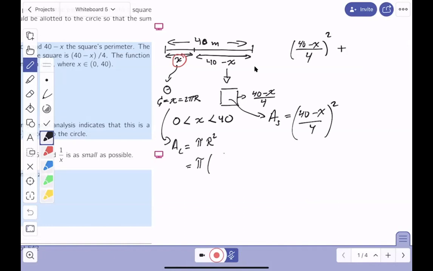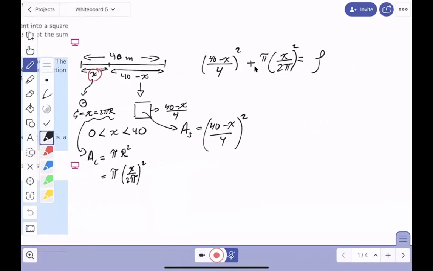So what's r? Well, I'm going to look at this. r is going to be x over 2 pi. Well, that's pretty simple. Let's write that down. So we get pi times (x over 2 pi) squared equals f of x.